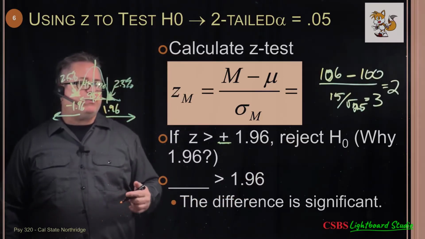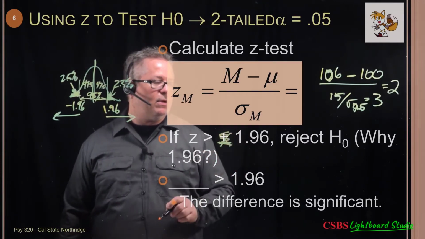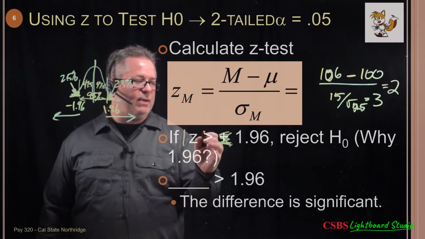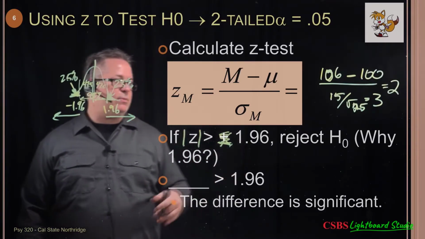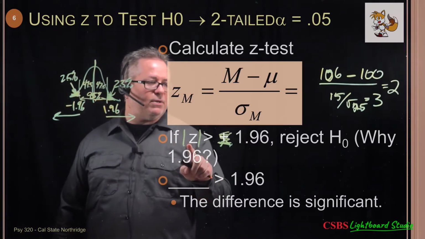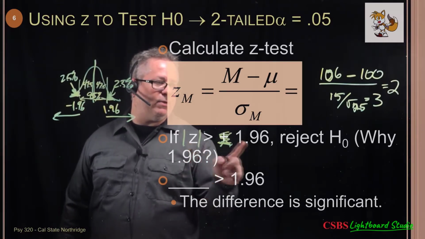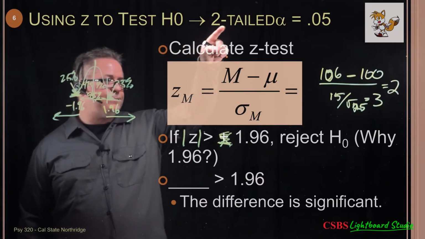1.96. You can also think about it as if I just forget about this altogether, and just say, look, because it's two-tailed, I can say if the absolute value of my z test is greater than 1.96, I can reject. So it doesn't matter what the sign is. All that matters is if the absolute value of z is bigger than 1.96, I'm going to reject. And I can do that because it's two-tailed.